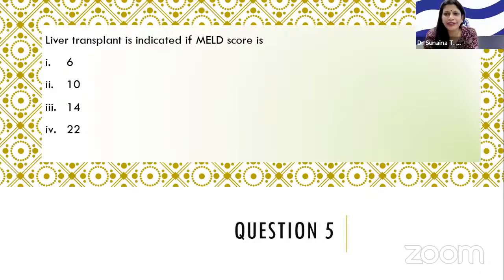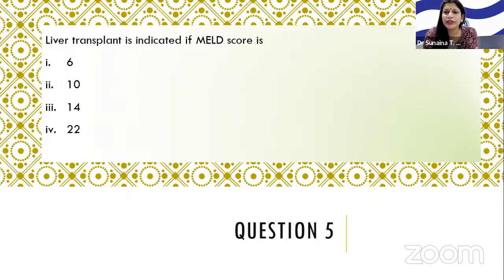So this was a bouncer, right? Usually if MELD score is 15 or more than 15, transplant is indicated. So the answer is not 6, 10 or 14. The range of MELD score is from 6 to 40, more than 15, liver transplant is indicated. So if it is 22, liver transplant is definitely indicated, right? And that is why some MELD exceptions have also been given.